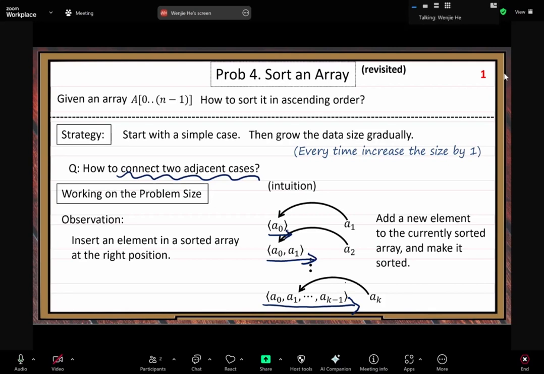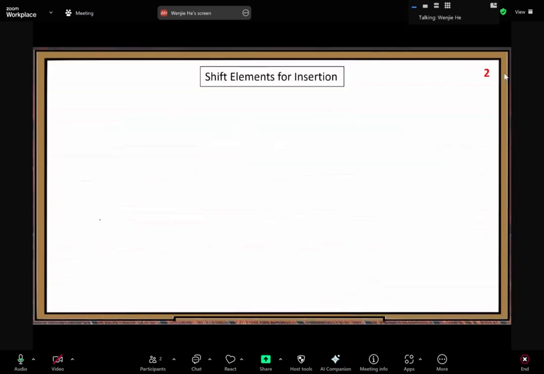So the position could be anywhere in this array, right? Any position is possible for the new element to be inserted. The keyword here is insert. So what we are doing is an insertion operation, so we need to study this insertion operation. All right, next. Let's study the insertion operation.